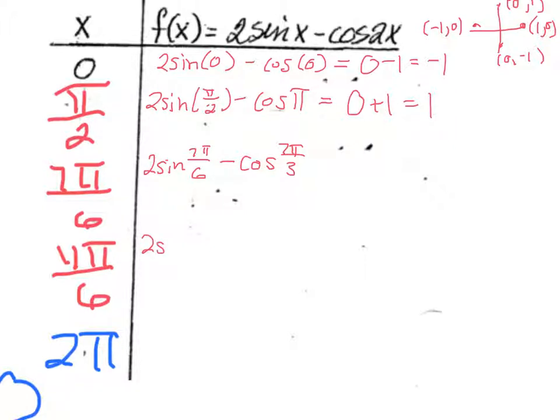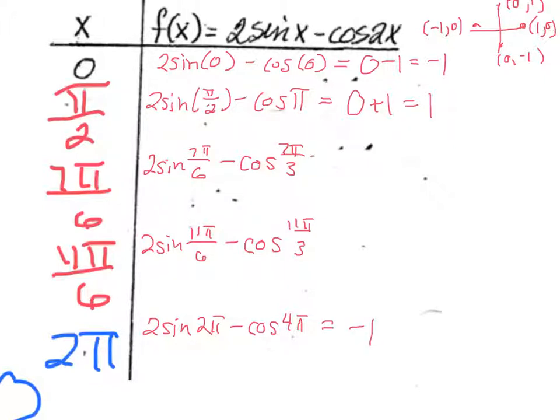So this will be 2 times the sine of 11 pi over 6 minus the cosine of 11 pi over 3. And this will be 2 times the sine of 2 pi minus the cosine of 4 pi. And that should be the same as 0 because it's coterminal angles. So we'll also get a negative 1 there. All right. So the sine of 7 pi over 6, we already know that that is negative 1/2. So times 2 will be a negative 1. And we know that the sine of 11 pi over 6 is negative 1/2. So times 2 is negative 1.